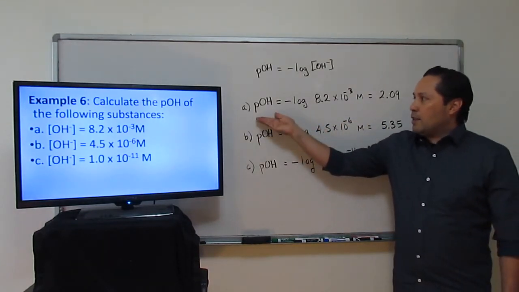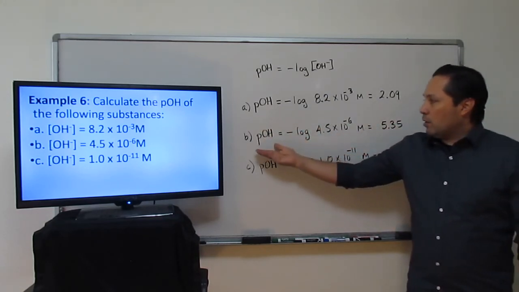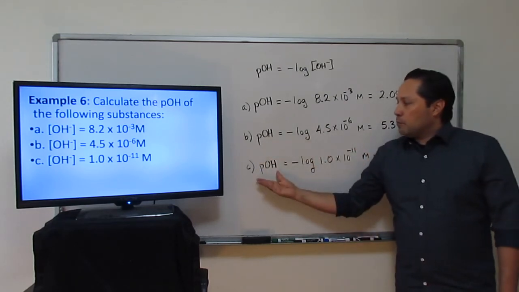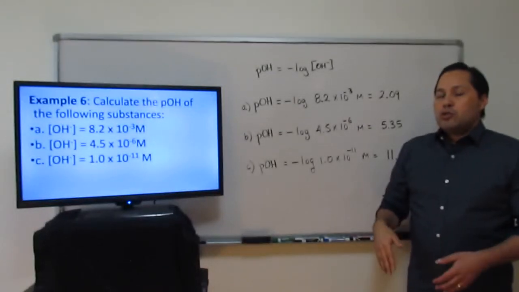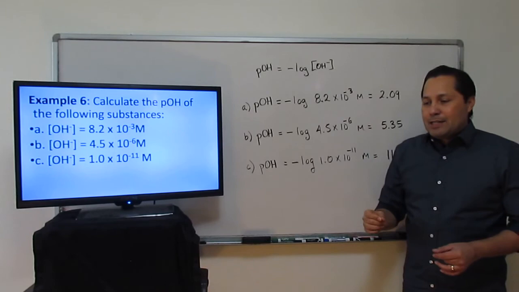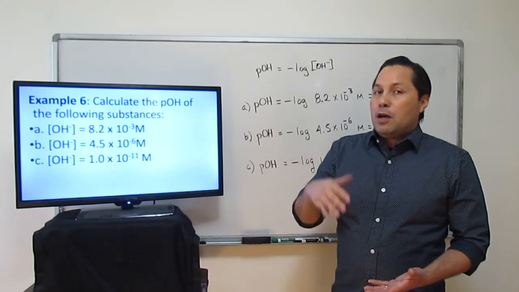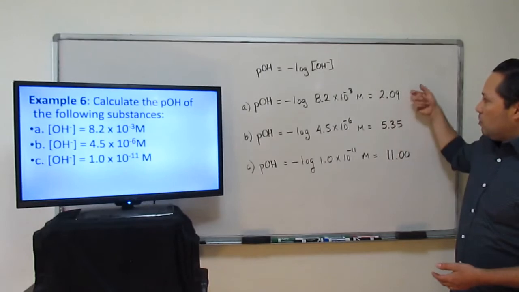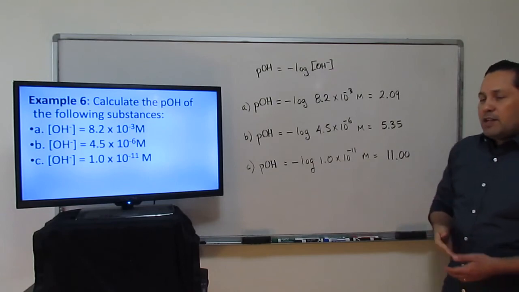So for letter A, the pOH is 2.09. For letter B, the pOH is 5.35. And finally, pOH for letter C, it is 11.0. So those are the values. Now pOH is the opposite of pH. So for pH, a lower value will give you more acidic. But here, a lower value will give you more basic. So the most basic between A, B, and C will be letter A, and letter C will be the most acidic out of these three. That is example number 6.